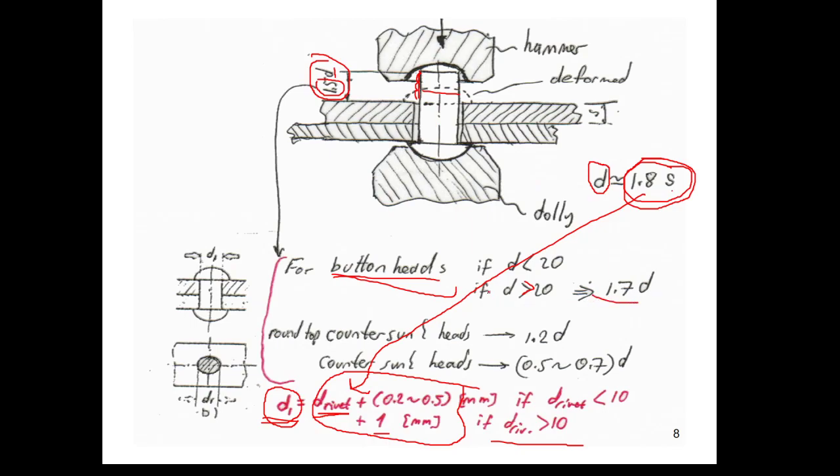If the rivet is not a button head rivet but a round top contour sunk head rivet, which is another commonly used rivet type, then the coefficient to find the length of the extended part at the other side of the joint is not 1.5 but 1.2. For countersunk head type rivets, the coefficient is minimum 0.5, maximum 0.7. These are recommended values to obey.